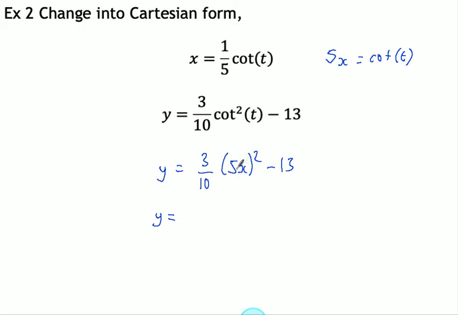So that's going to give me 25x squared. So that's going to give me, and then we should simplify that as well. Okay, so now it's in the form y equals f of x.